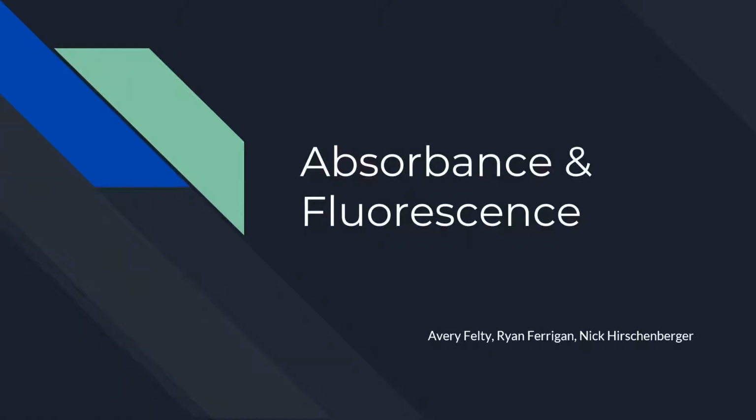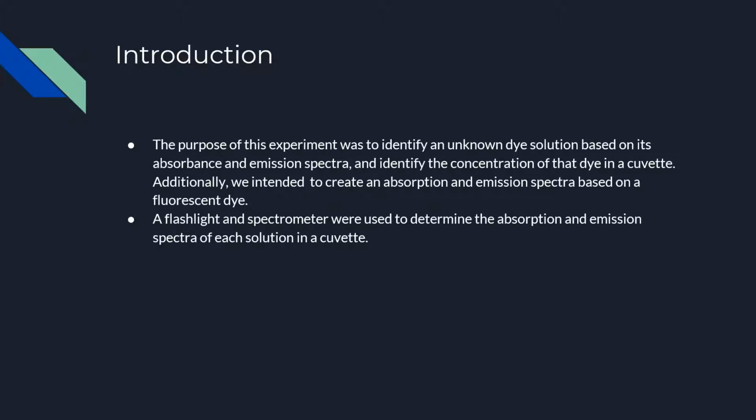This is Physics Lab 3, Absorbance and Fluorescence. To start, the purpose of our experiment was to identify an unknown dye solution based on its absorbance and emission spectra, and we also needed to identify its concentration. Later on, we had to identify the absorption curve and emission curve for a fluorescent dye.